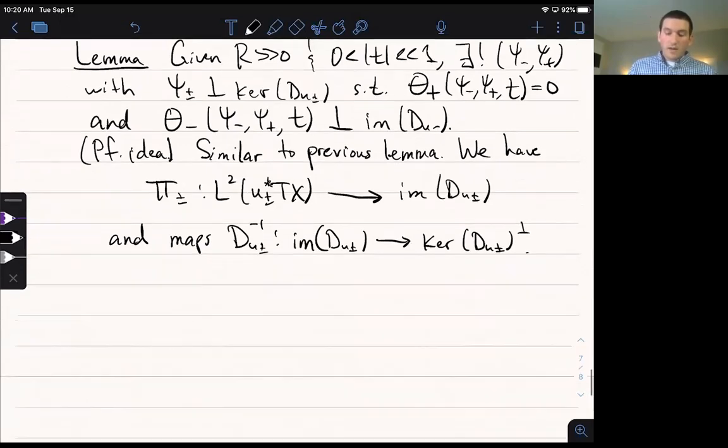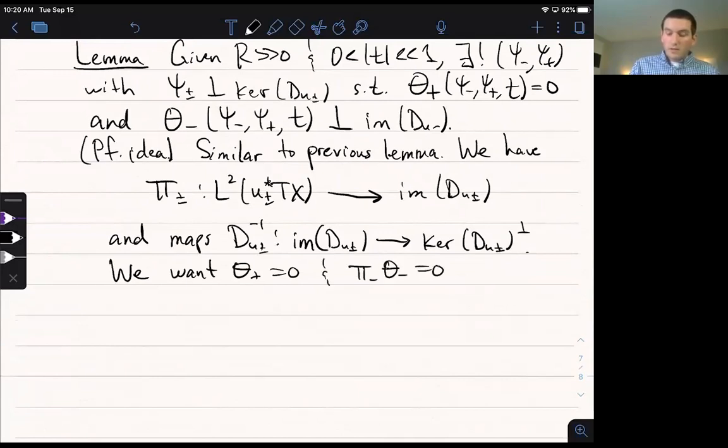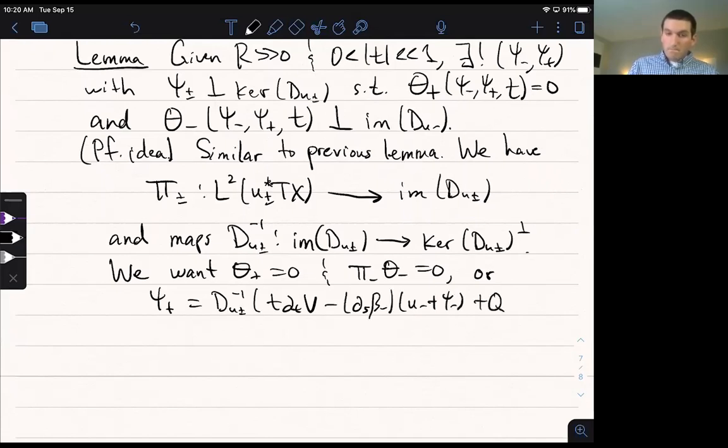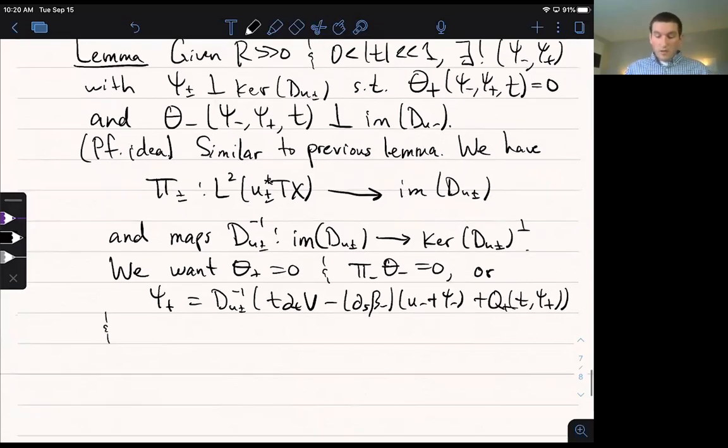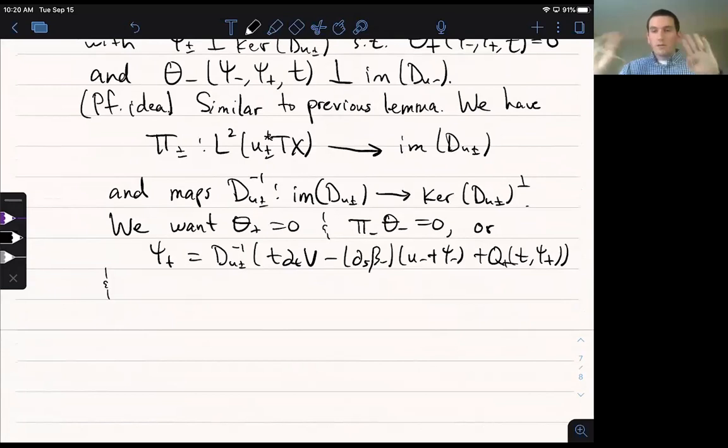And instead of asking that theta minus and theta plus vanish, we ask theta plus to vanish and for pi minus of theta minus to vanish. Well, this is going to be equivalent to psi plus being this sort of unappetizing expression that I'll write out. Maybe I should have written this part out ahead of time. I apologize. So we want psi plus. This just comes from solving that theta plus we had earlier, set equal to 0. And then we'll have psi minus equals something very similar. We just have to put a pi minus on it.